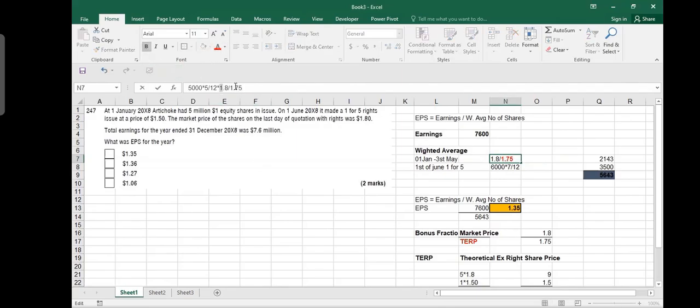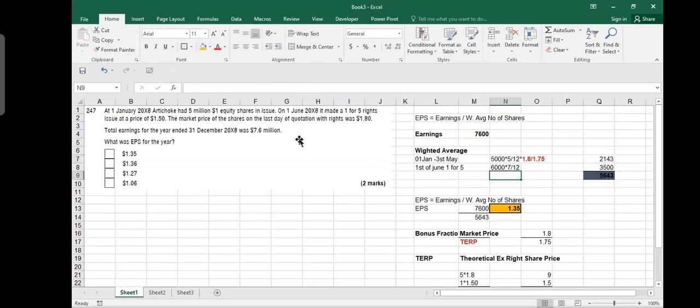Sorry, how do you get the 6 million for the second period? Because they give shares 1 for 5. For every 5 shares you give 1. So you had 5 million shares. 5 million divided by 5 means that 1 million new shares you were issuing. Oh, okay. Thank you, sir.